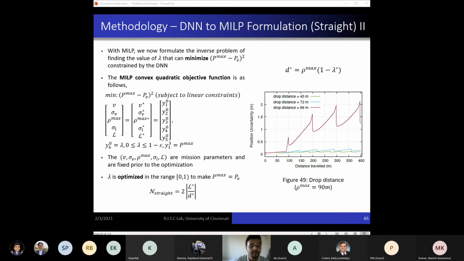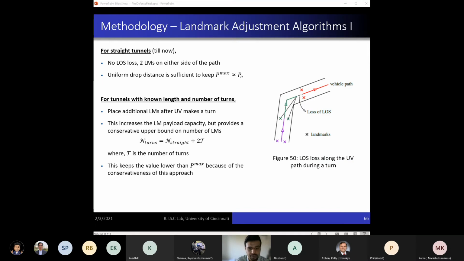The reason we are formulating this problem as an MILP instead of a neural network is that MILP can guarantee a globally optimal solution for a given mapping function. It does not need to do any kind of brute force or discretization of the space. Neural network with brute force will not be able to deliver such guarantees. We can use standard optimization methods with MILP. So for straight tunnels, this uniform drop distance is sufficient to keep the PE close to P max.